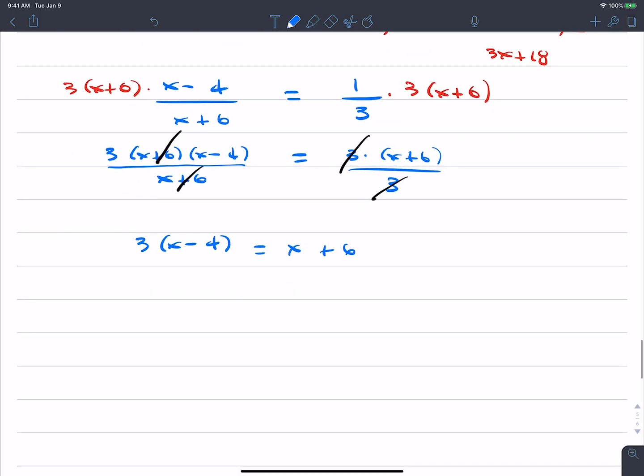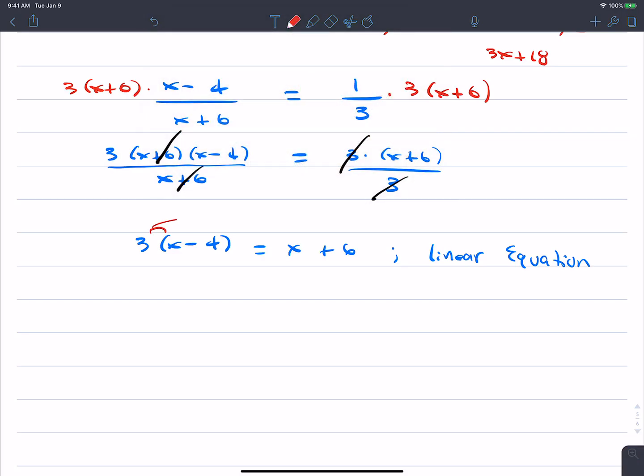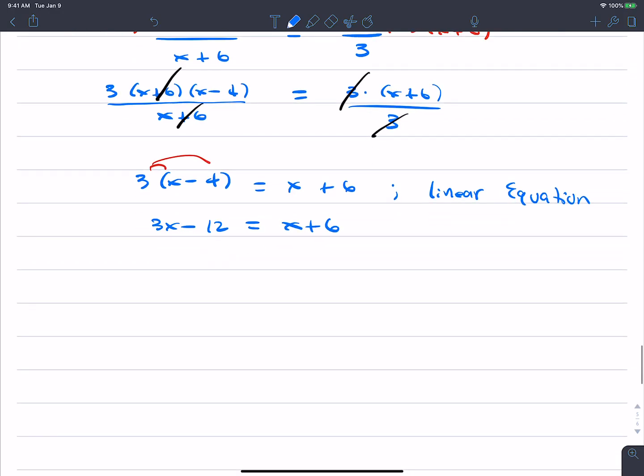What kind of equation is this, by the way? This is a linear what? Equation. How do you solve linear equations? Right, remember, you're going to have to distribute here. 3x minus 12 gives you x plus 6. What happens now again? Solve for x. Subtract your x from both sides, and what do you end up with? 2x minus 12 becomes what? 6.